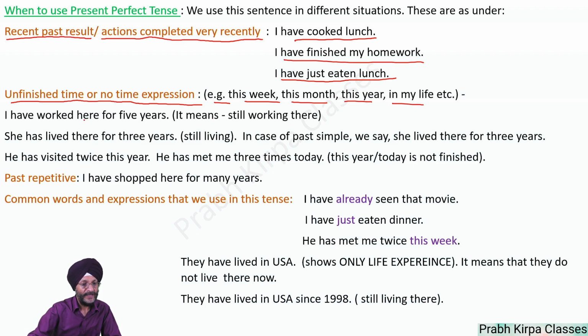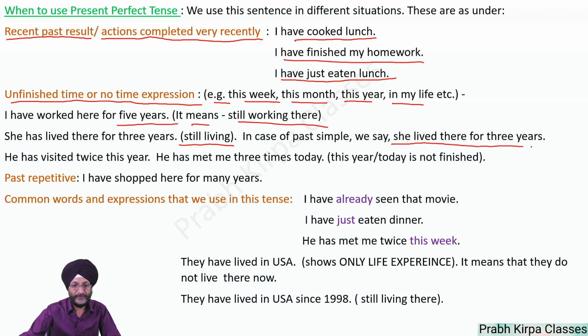For example, I have worked here for 5 years. It means I am still working there. She has lived there for 3 years. That is, she is still living there. In the case of past simple, we say she lived there for 3 years. He has visited twice this year. He has met me 3 times today. This year or today is not finished.